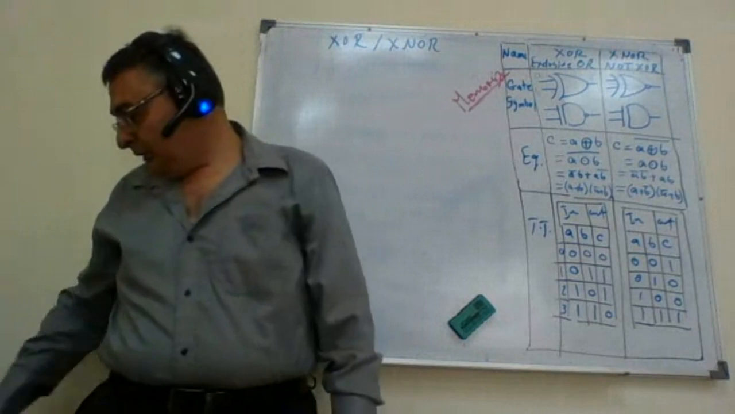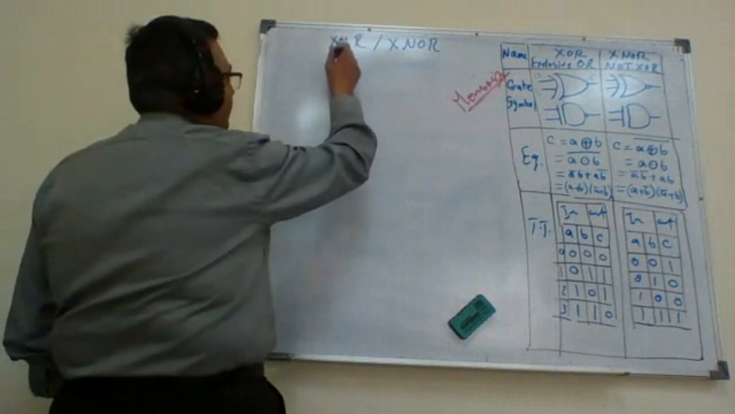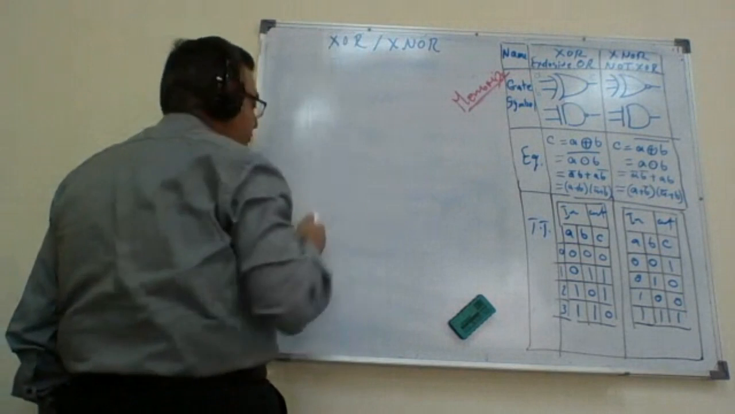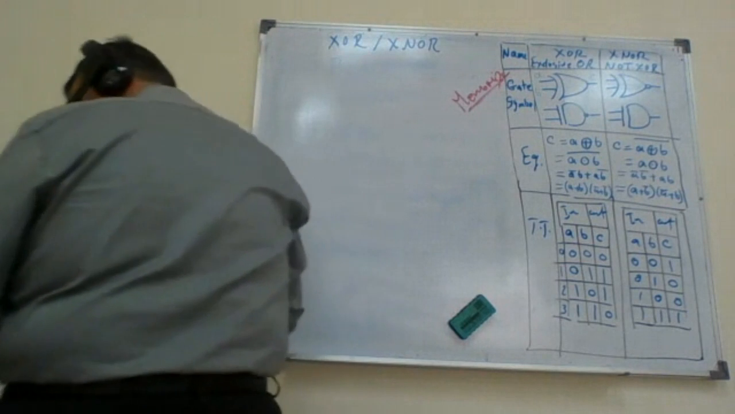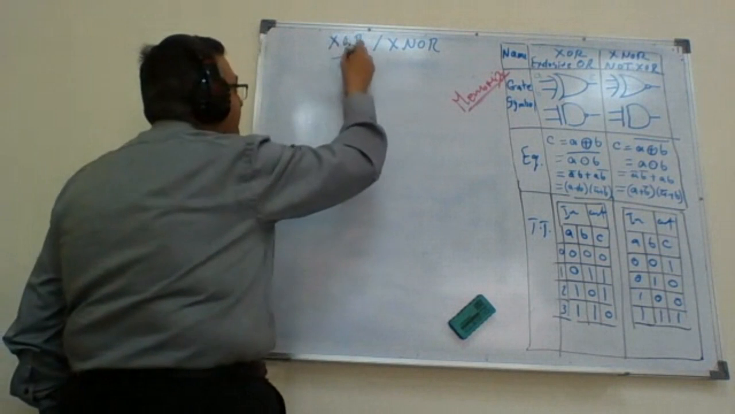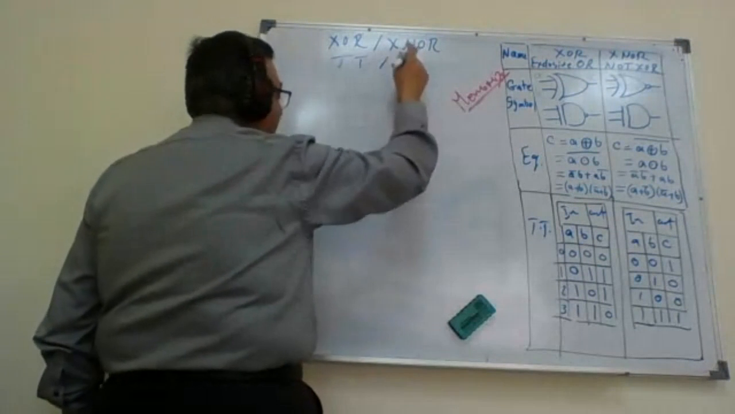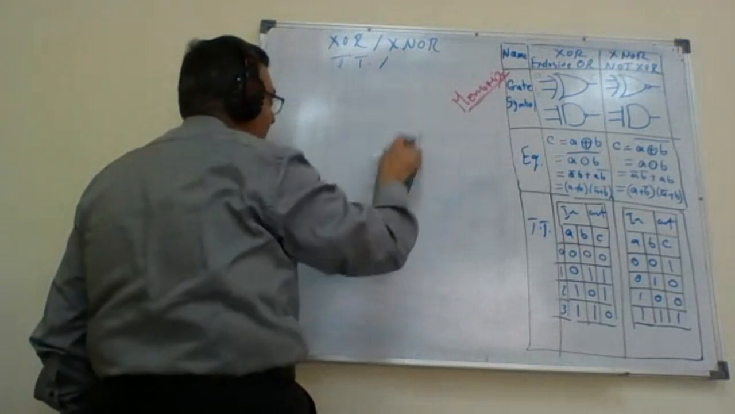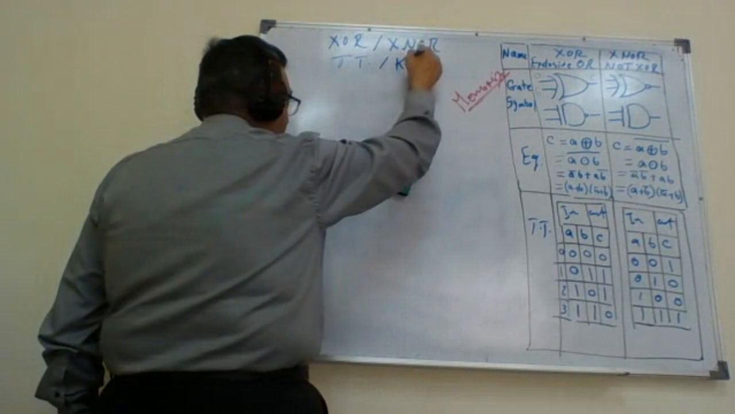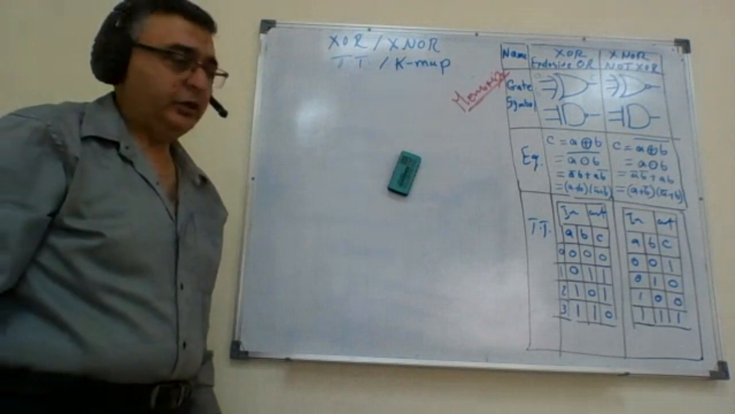So, this lesson will be about the TT, the truth table, and K-map for the XOR and the XNOR.